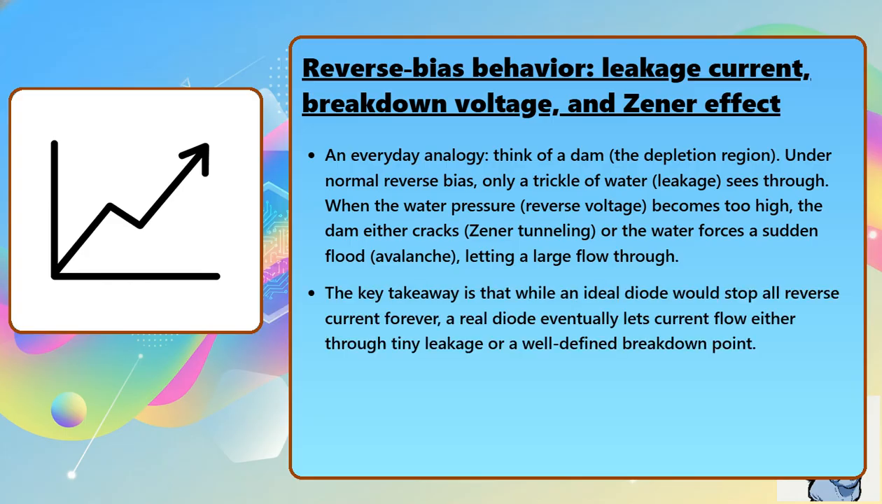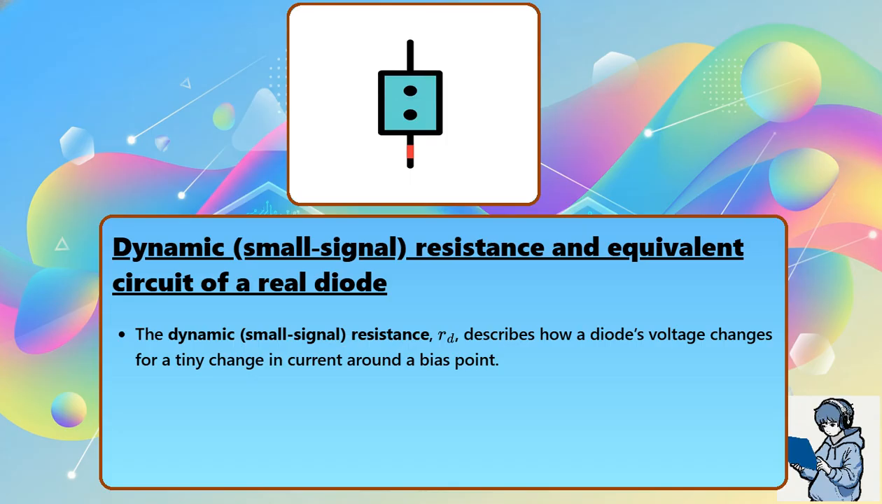The key takeaway is that while an ideal diode would stop all reverse current forever, a real diode eventually lets current flow either through tiny leakage or a well-defined breakdown point. The dynamic small signal resistance, R sub D, describes how a diode's voltage changes for a tiny change in current around a bias point. Mathematically, it is the derivative of the IV curve.